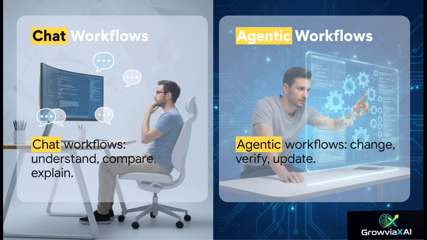Here, the verbs become active: change, verify, update, rerun. You're moving from just asking for explanations to actually delegating bounded execution. You aren't just asking, hey, how do I fix this? You're explicitly instructing the AI to fix the root cause, rerun the tests, and summarize the diff. It's a totally different ballgame.